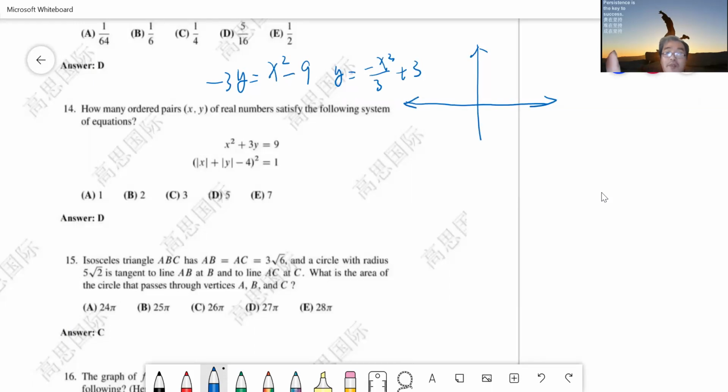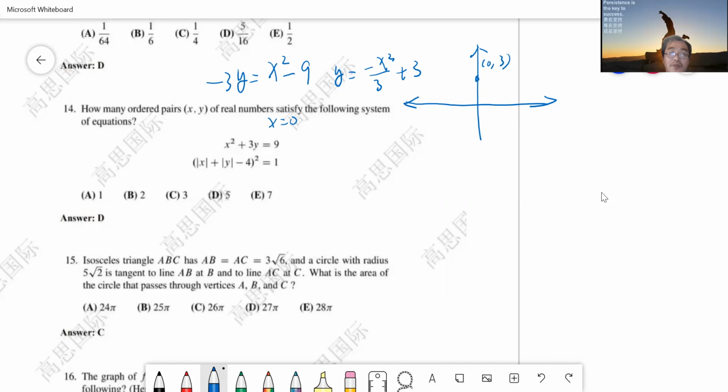Okay, so I think we can find the intercepts. When x equals 0, this gives us the vertex, right? When this equals 0, it gives us the vertex. The vertex actually is (0, 3). x equals 0, this is that.